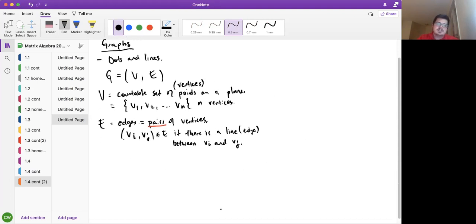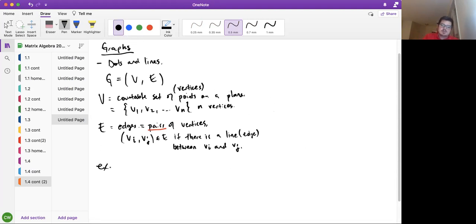So let's just give some examples of graphs. Here's a graph. What's the vertex set? How many vertices are there? 3. So let's label them V1, V2, and V3. What's the edge set?